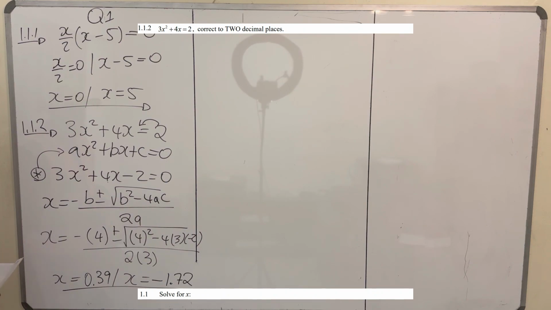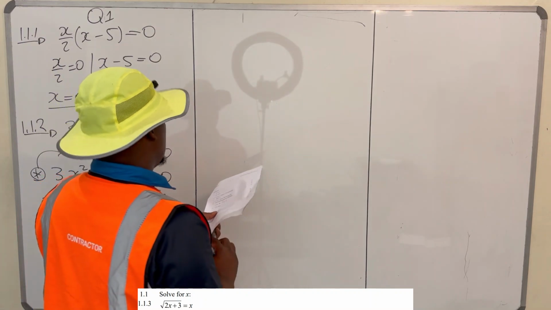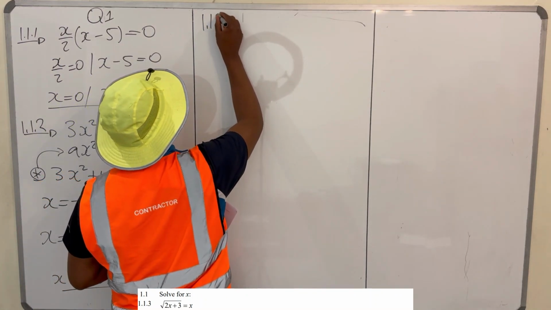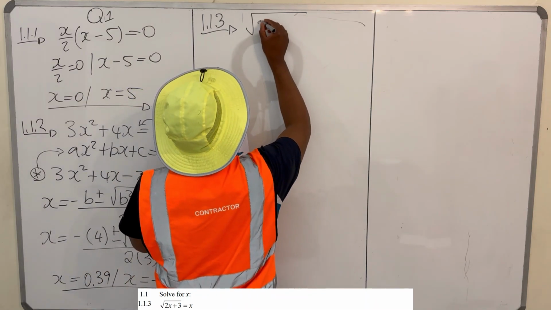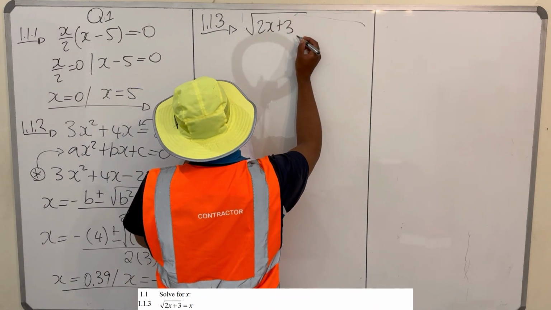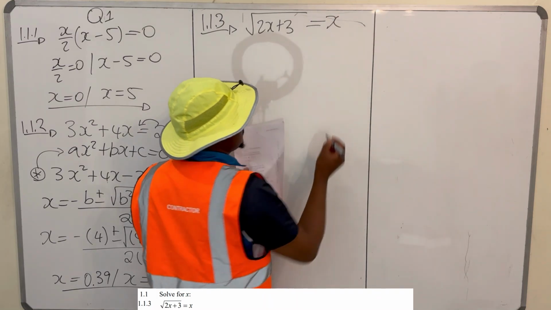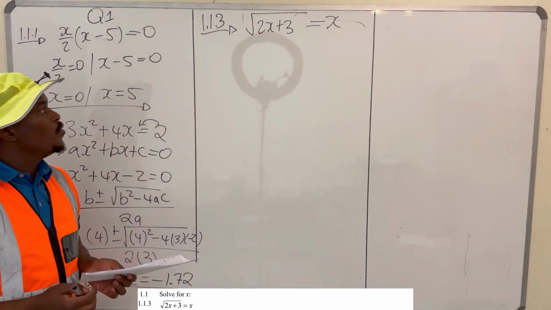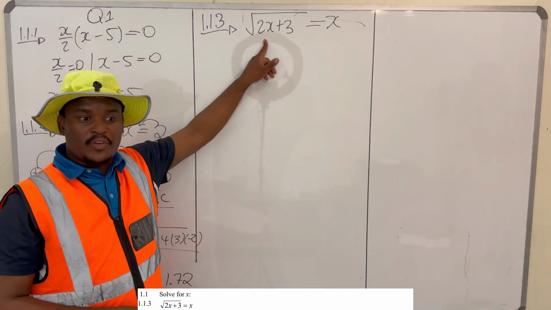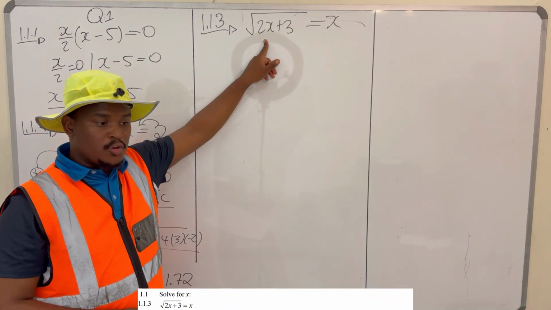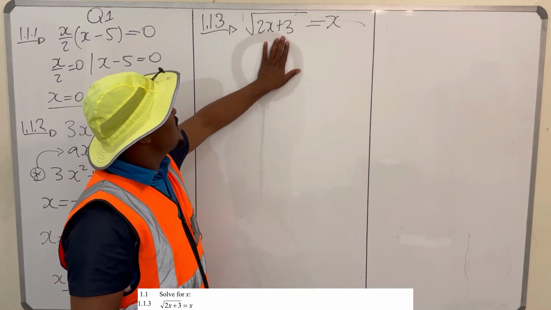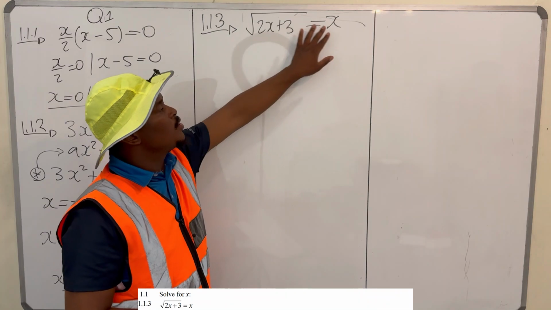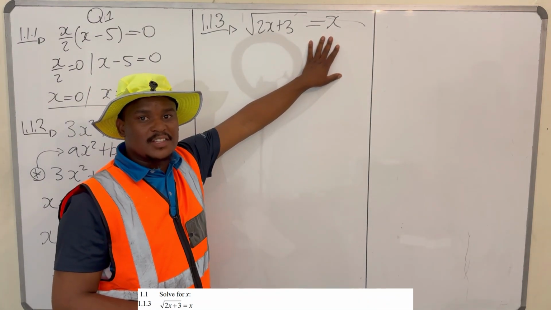Now we'll move to the next question, which is 1.1.3. At 1.1.3, we have the square root of 2x plus 3 is equal to x. We're given this sort of equation, and they want you to solve for x as well.